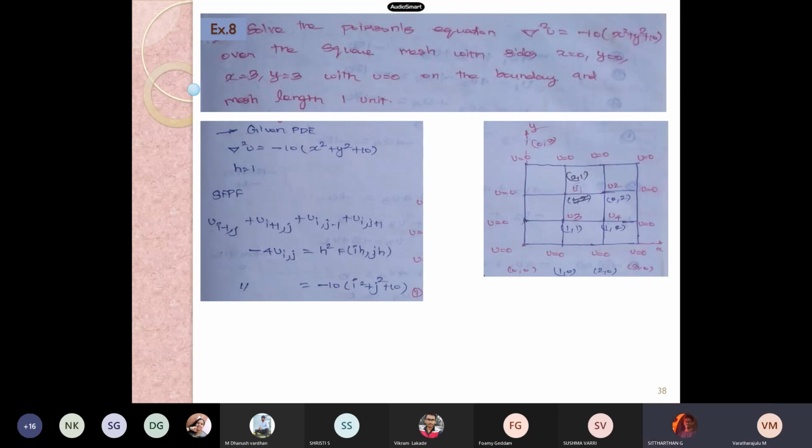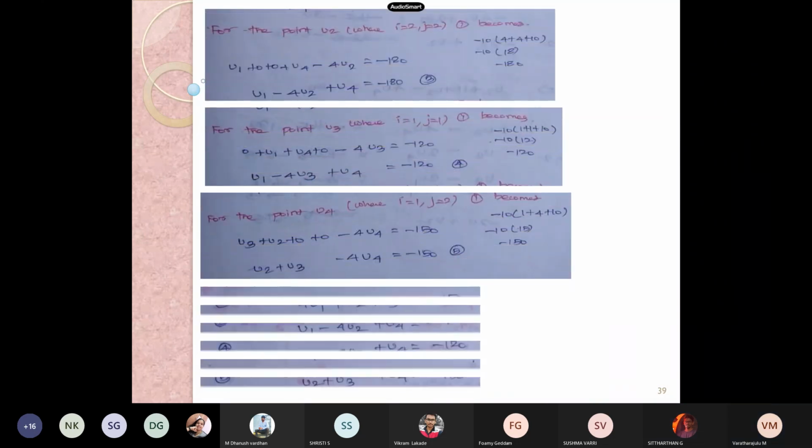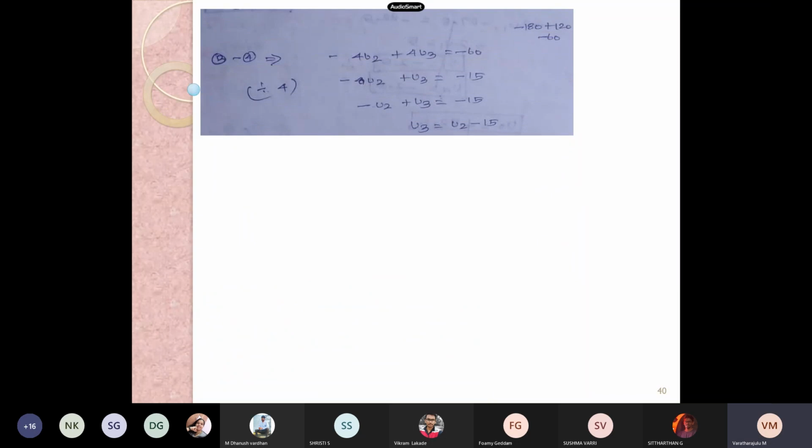So I only found the first values, initial values. U1, you only found the first one. First iteration alone. Yes, sir. Okay. Tell me the first iteration values.